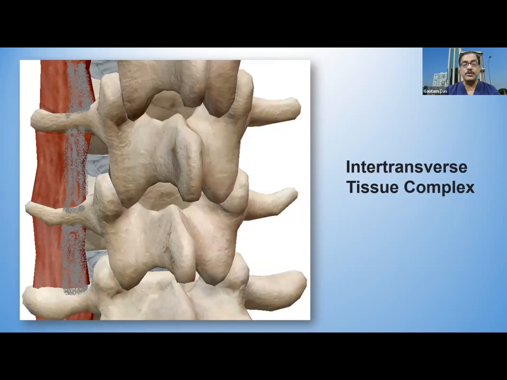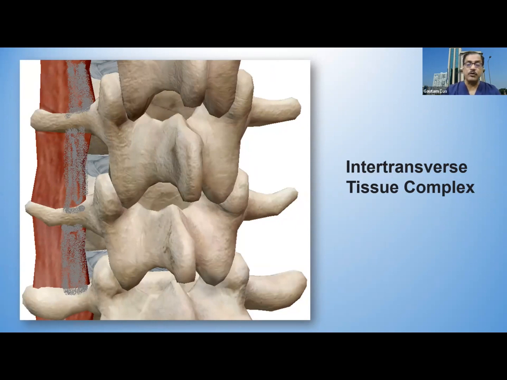Another important structure which you can see under the ultrasound is your intertransverse tissue complex, in short the ITC, or we also call it the intertransverse complex. So what is there in the intertransverse complex? These are the intertransverse muscles. This is the intertransverse lateralis muscle. The intertransverse medialis muscle is here between the two articular processes, and along with that there is the intertransverse ligament.